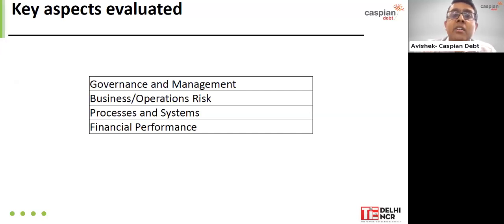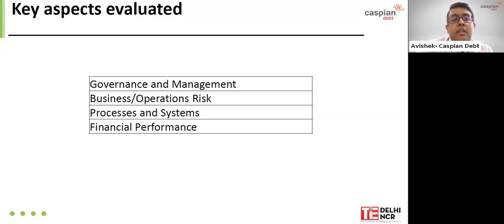Now, what do these kind of lenders look for? We're talking about non-traditional lenders who look at not the proxy of a mortgage collateral, not at the proxy of 3-year profitability. So what do they look for? Broadly, they look at 4 areas: governance and management, business and operations risk, processes and systems, and financial performance.